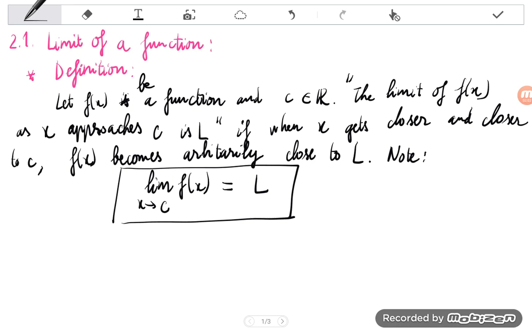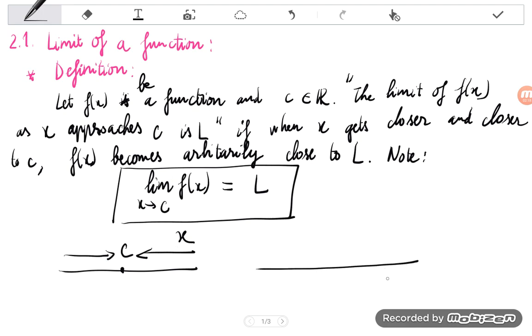This definition is intuitive. You can imagine it. See here? When the variable x gets closer and closer to C, f(x) will get closer to L, maybe from the left side, maybe from the right side, or maybe from both sides. Okay?